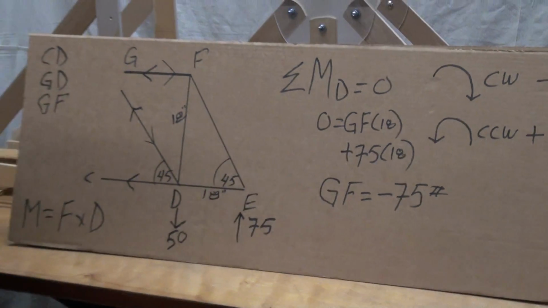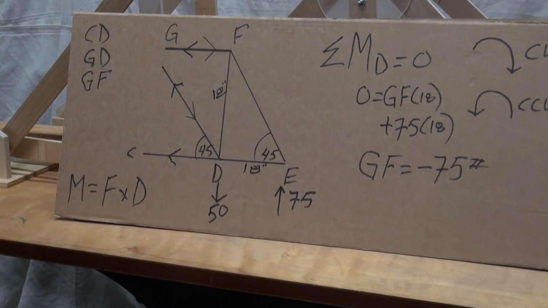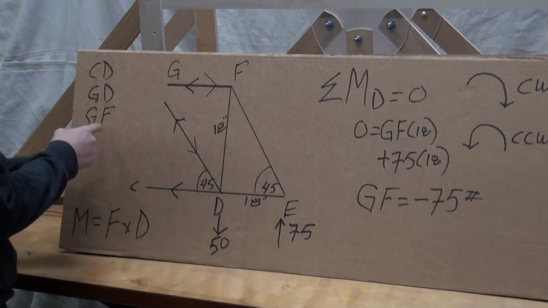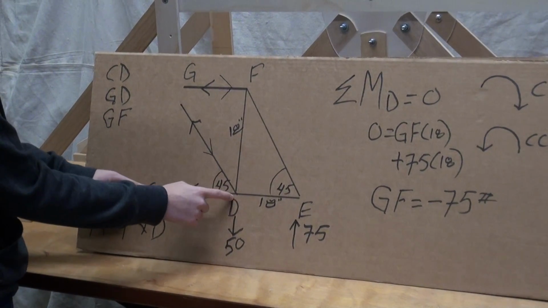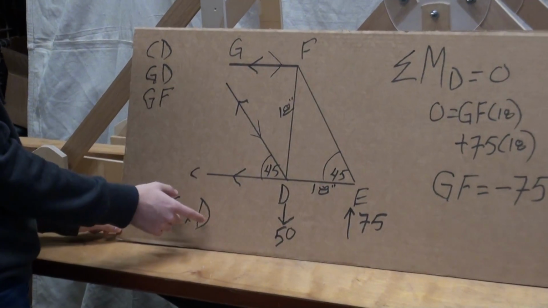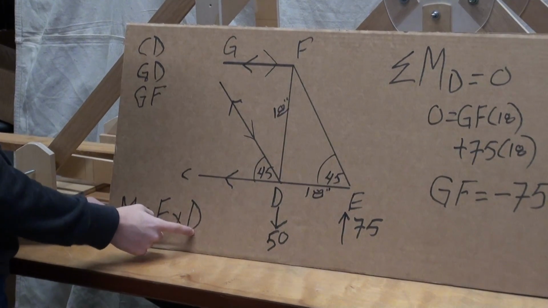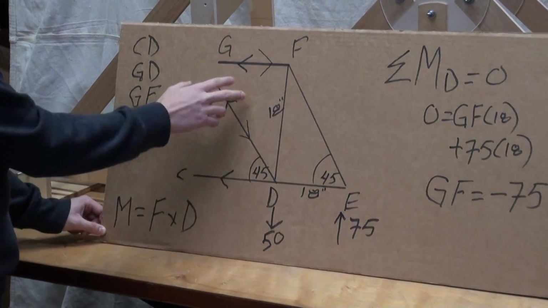Okay. Well, now what about GD and CD? Well, it's a bit more convenient there because CD runs through point D, same with GD. That means the distance is 0, the shortest line between the line of force and the point. Because that's 0, that means the moment is also 0. So we don't have to worry about them.